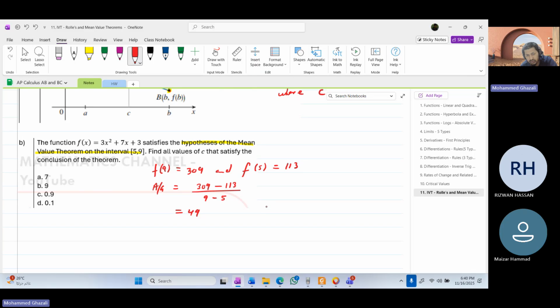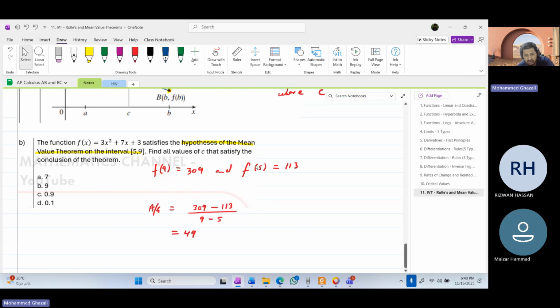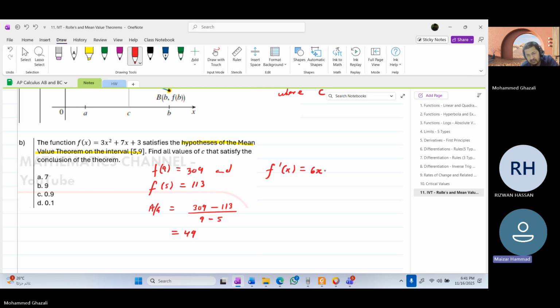Now on this side, let's write it out properly. You're going to work out the derivative. What is f prime x? f prime x is 6x plus 7. So what's f prime c? 6c plus 7. Just change the variable from x to c. So now make this average gradient equal to 6c plus 7. Remember this answer was 49.